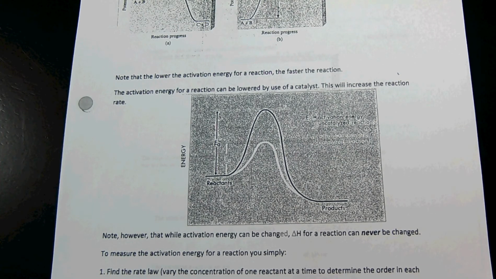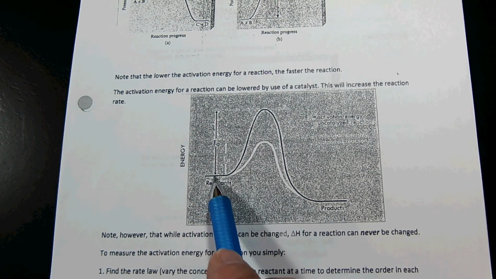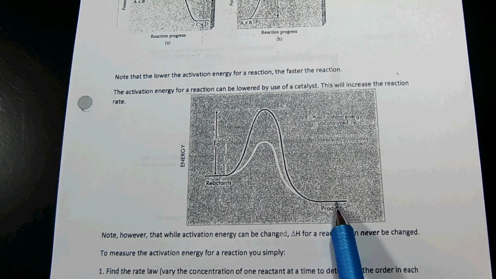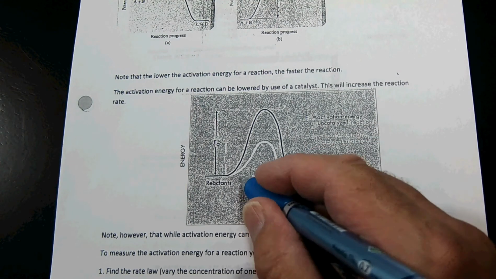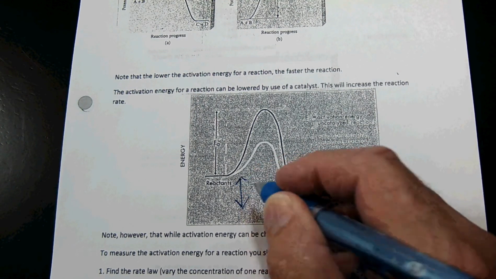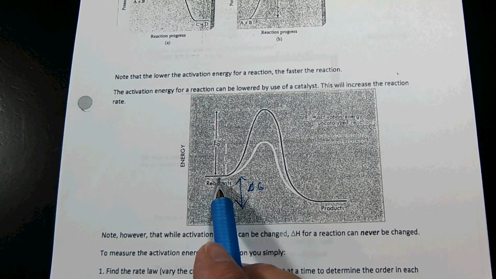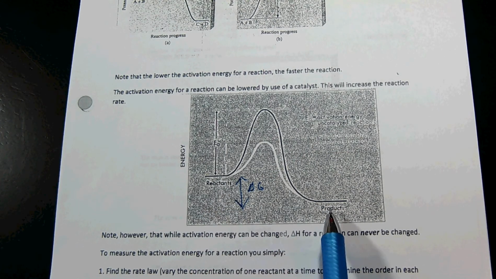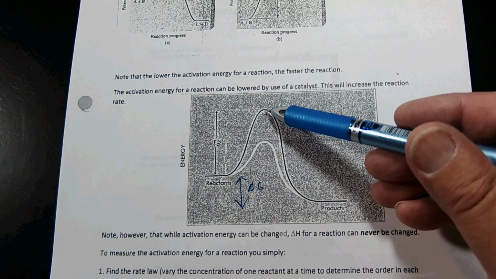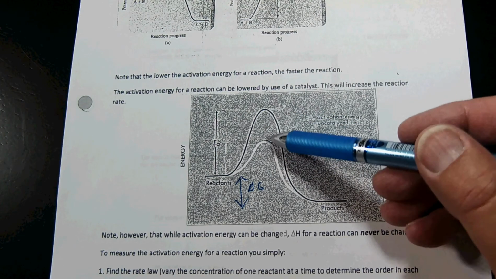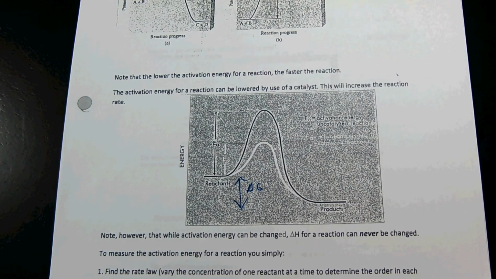Now keep in mind, with all of this stuff in kinetics, you never change the energy level that you start with and the energy level that you end with. This number right here, that's delta G, the change in free energy from here to here, that never changes. The only thing in kinetics that you can mess with is the size of the mountain in between. That's the activation energy.